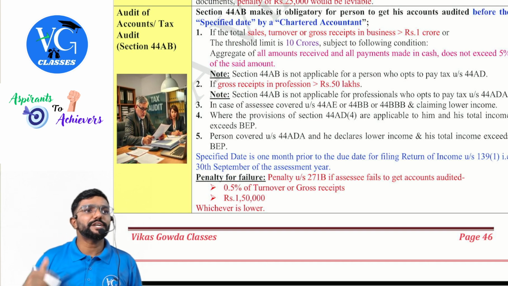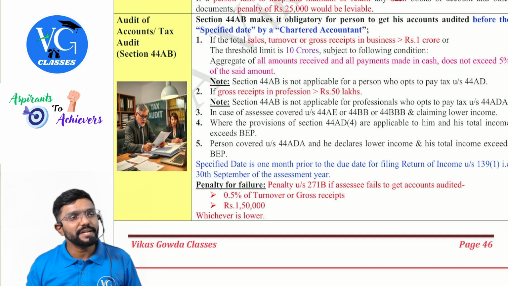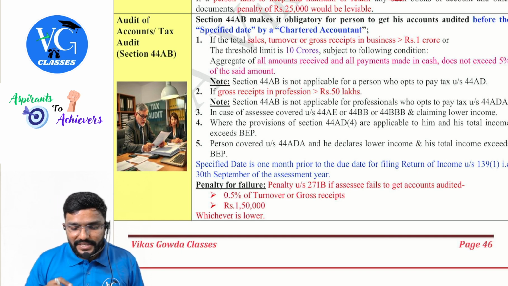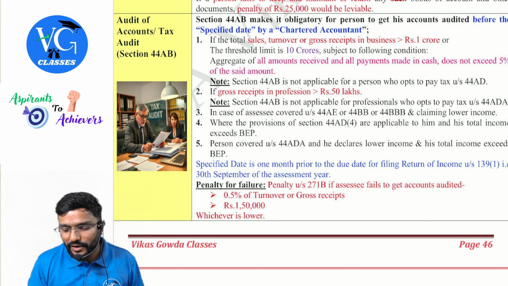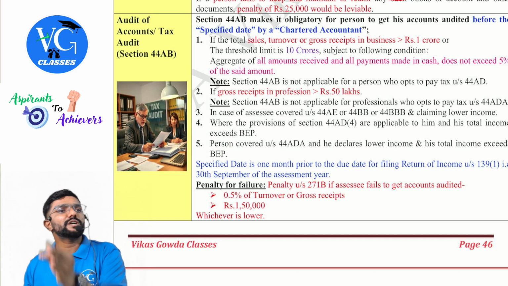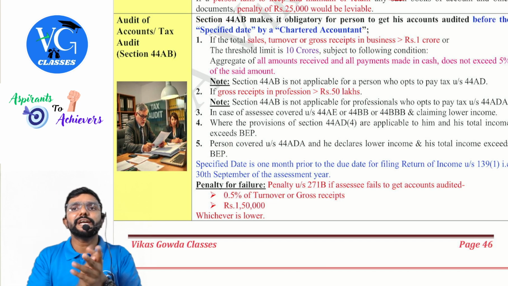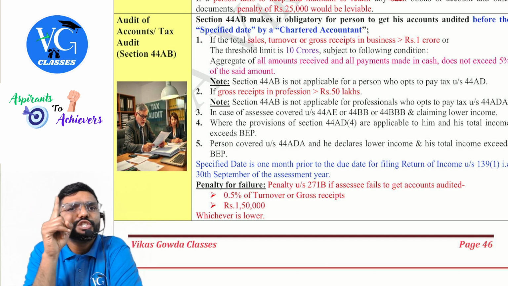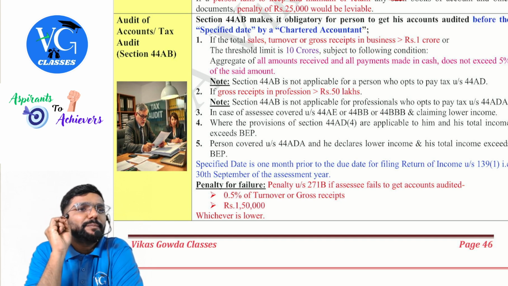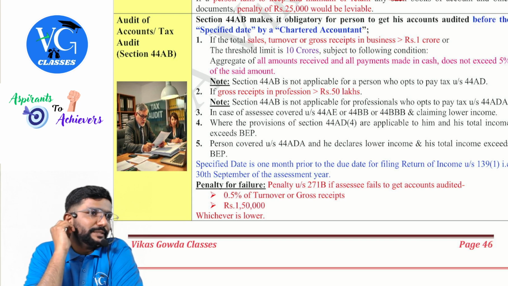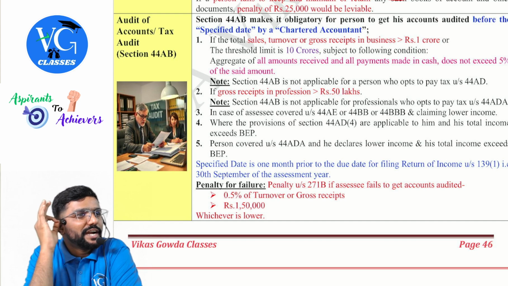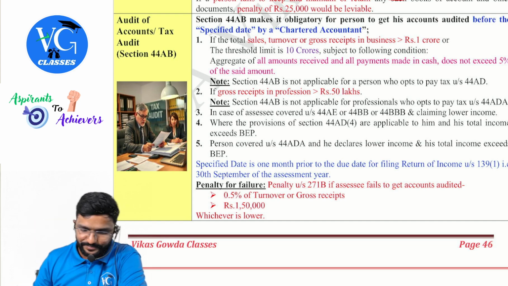Sir, who should maintain their books of accounts? We saw. Who should get it audited? Section 44AB makes it obligatory for a person to get his accounts audited before a specified date. Specified date means, guys, 1 month prior to the due date of filing the returns. When audit is applicable, what is the due date to file returns? 31st October of the assessment year. 1 month prior to that means on or before 30th September, a copy of the audit report has to be filed. Who should sign this audit report? Boss, a chartered accountant in practice.